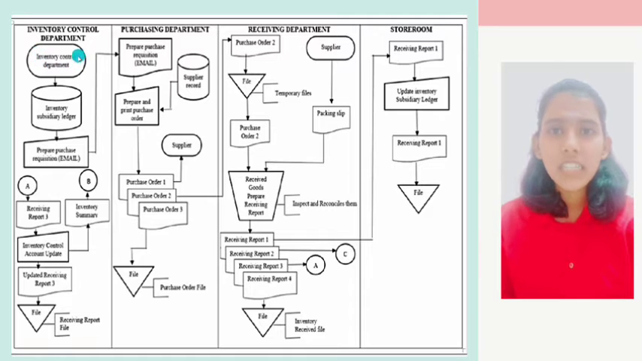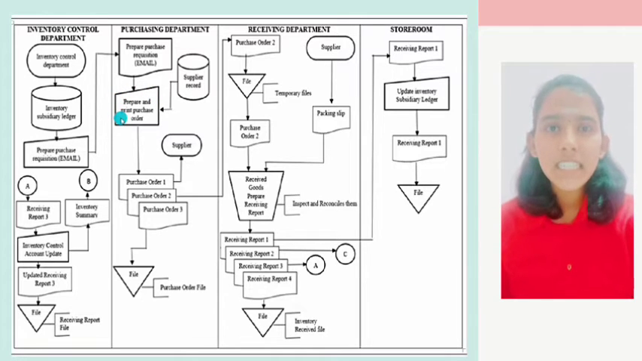So, the process starts when the Inventory Control clerk checks the inventory subsidiary ledger in his or her computer every day. Once the item has been identified to be refilled, the clerk sends an email to the purchasing clerk requesting for a purchase order.